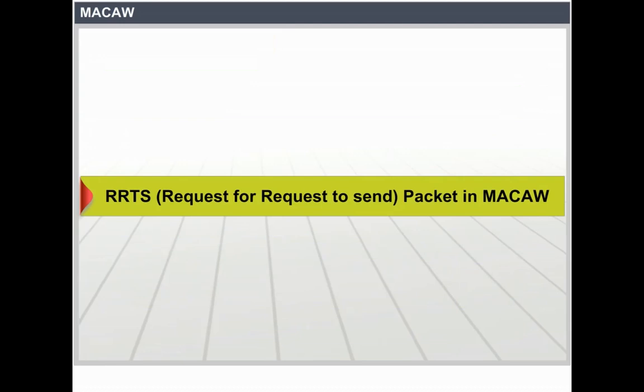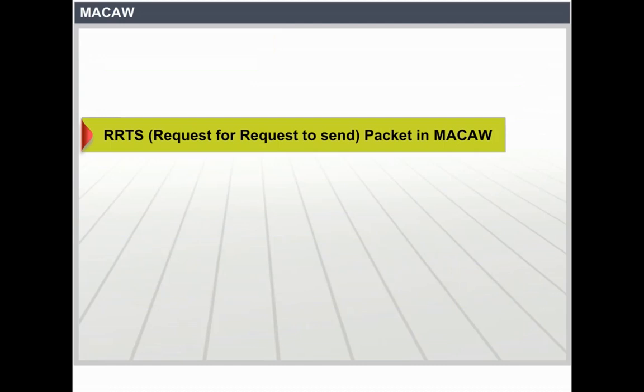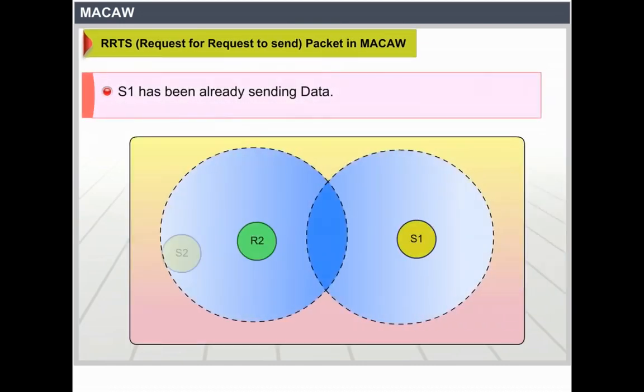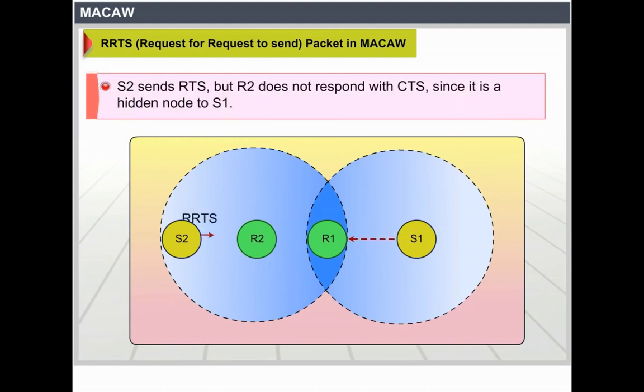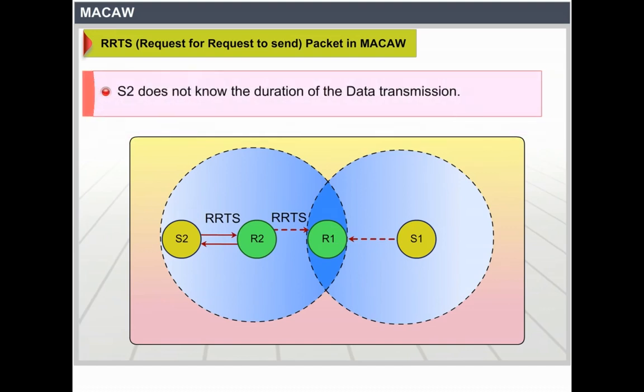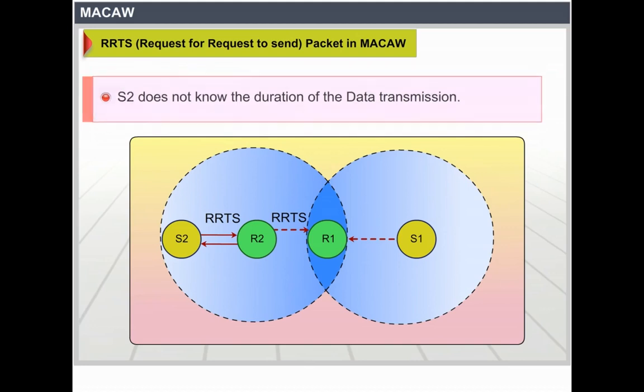RRTS, request for request to send, packet in MACAW. S1 is already sending data. S2 sends RTS, but R2 does not respond with CTS since it is a hidden node to S1. S2 does not know the duration of the data transmission.